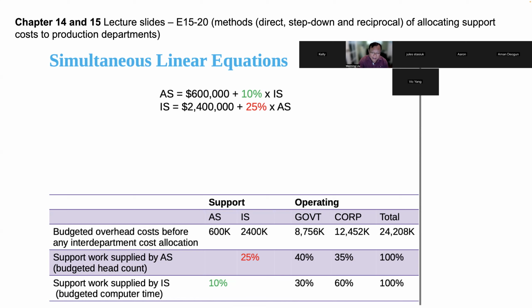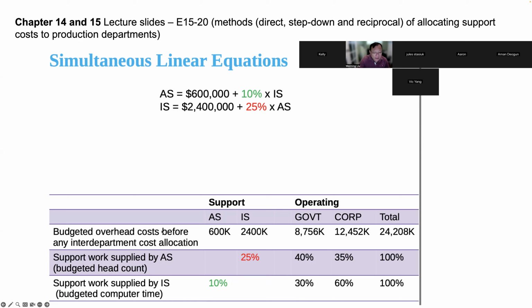We know that 10% of IS cost is for the AS. We know 25% of the cost of AS is allocated to IS, right? Okay, so this is how I got it, right? So I have AS equals $600,000 plus 10% of IS. And now take a look at IS. IS is this $2.4 million.